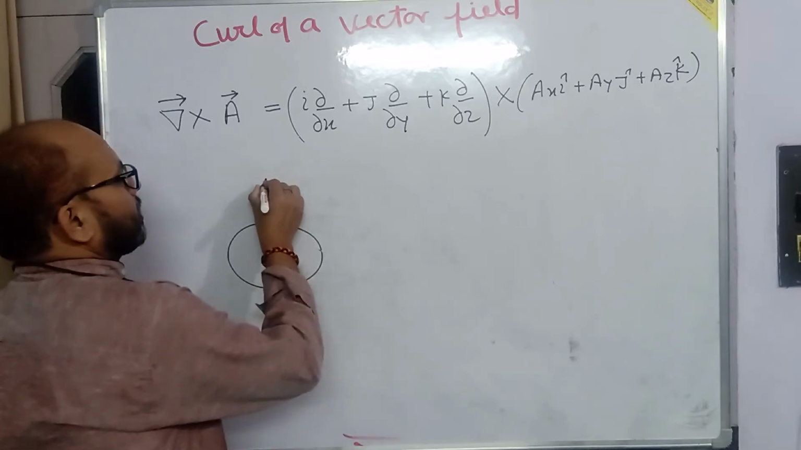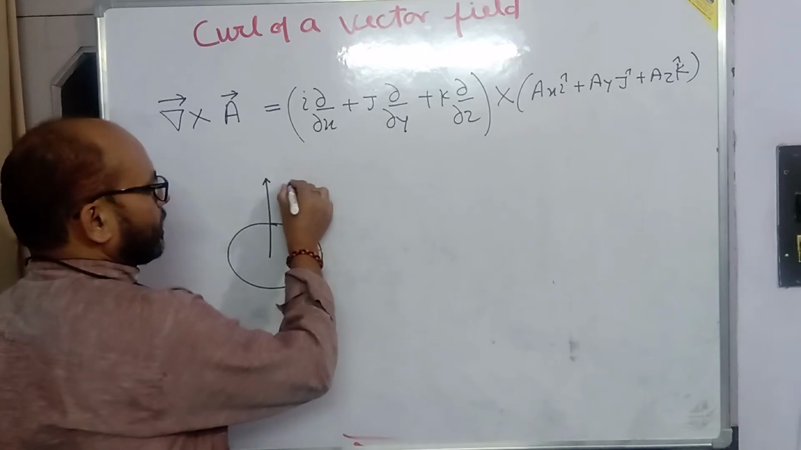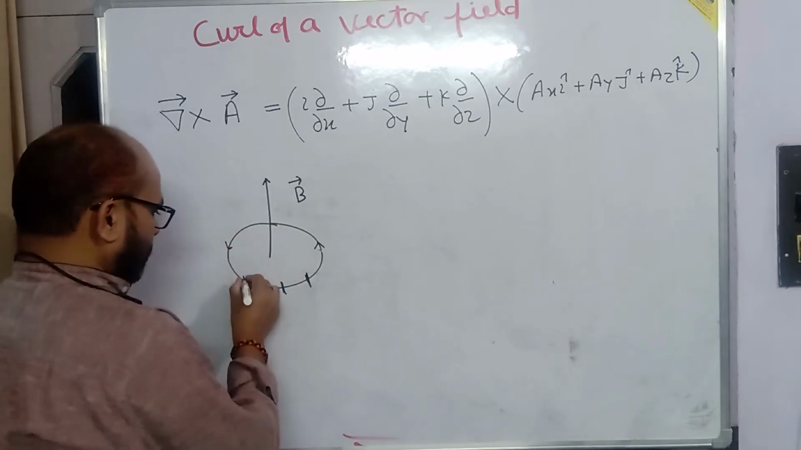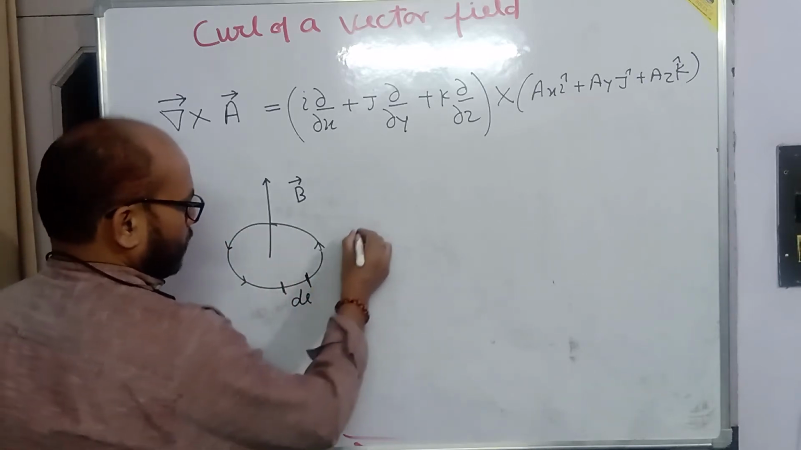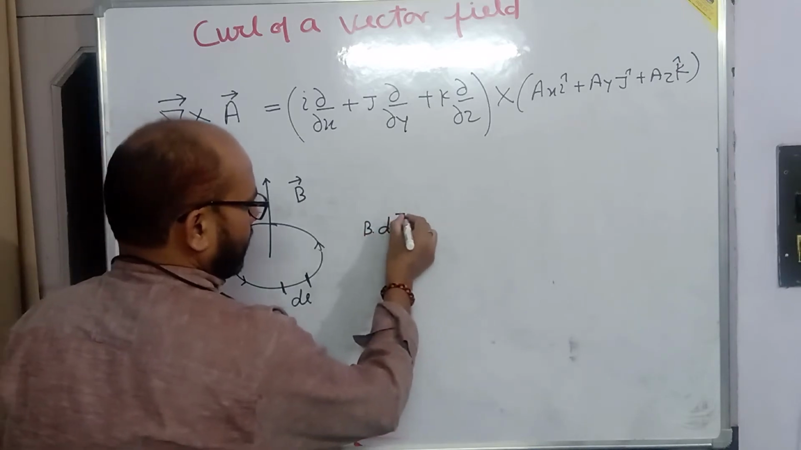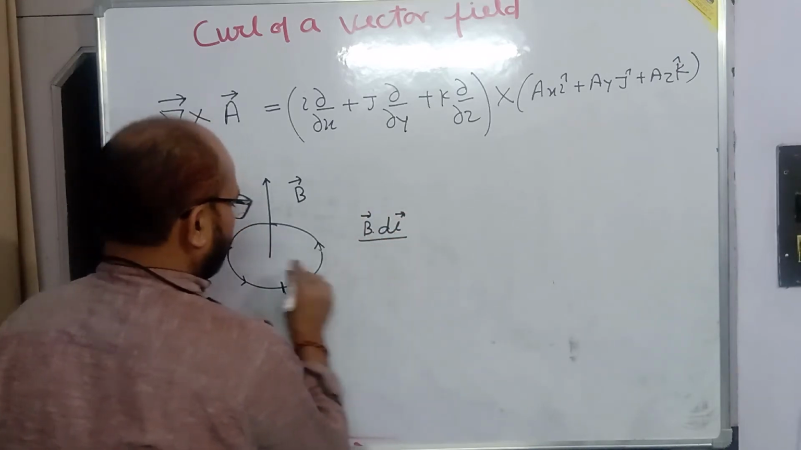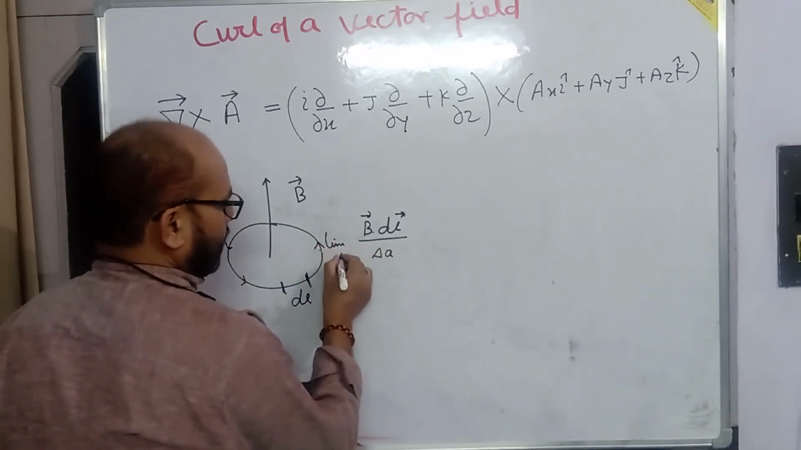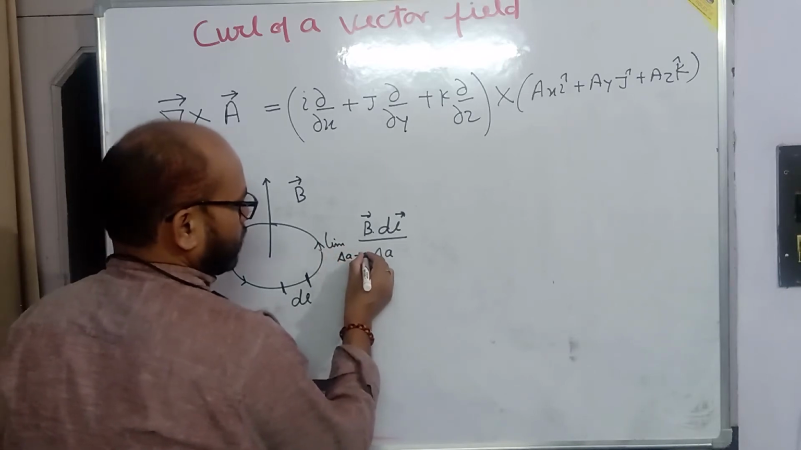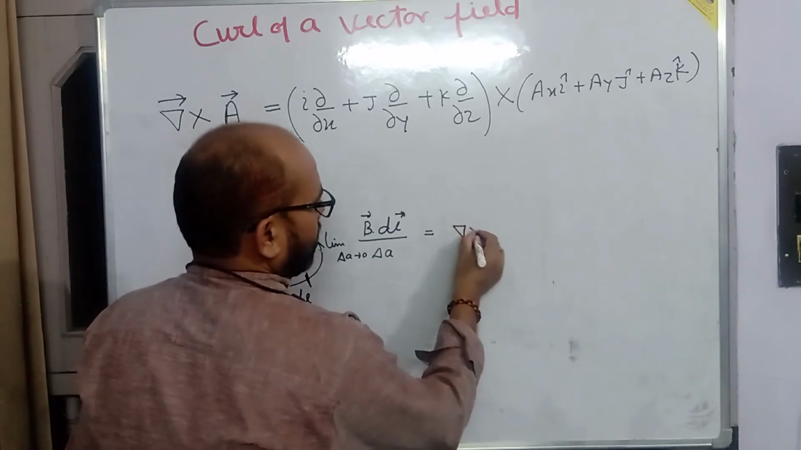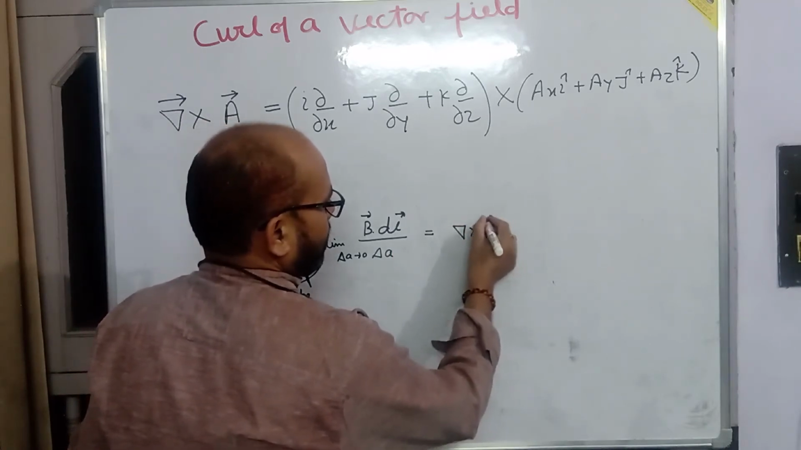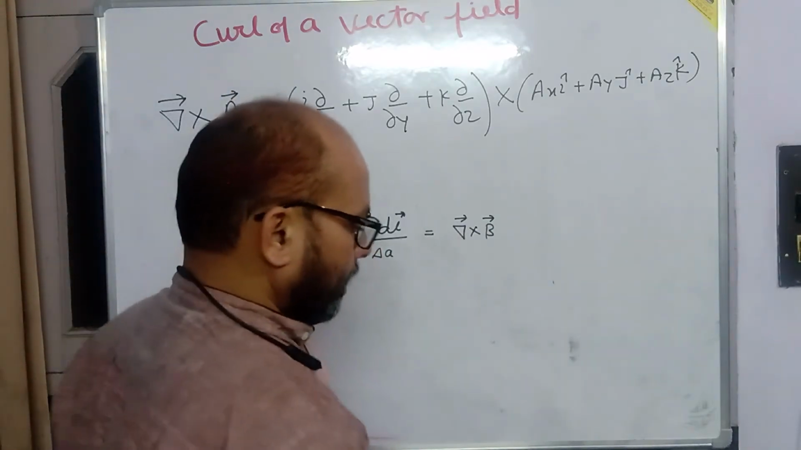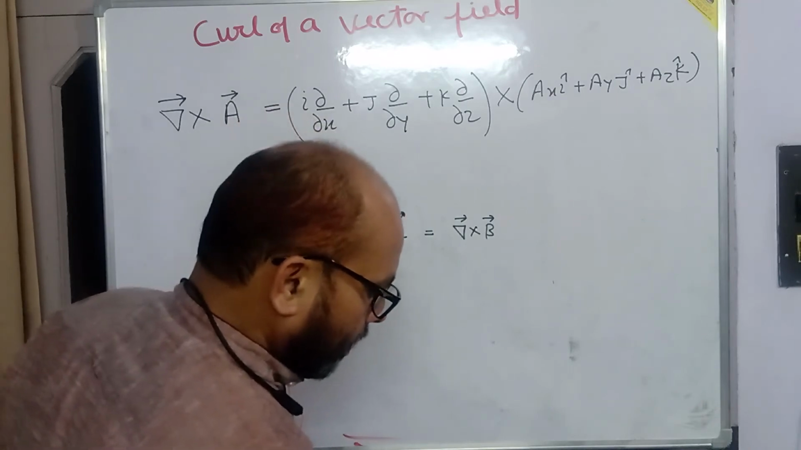The flow of the magnetic field vector is B. Take a small area element, dl. So simply B dot dl upon delta A, where delta A tends to 0, equals del cross B. It means the curl of vector field B. Okay, curl of vector field B.